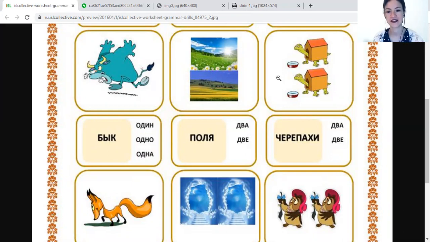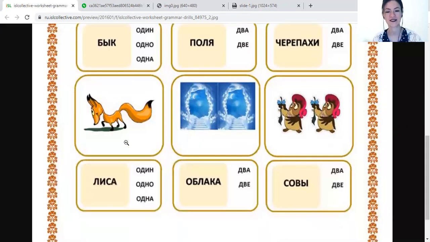There is a turtle, черепаха. Черепаха finishes with a in nominative singular, so it should be feminine. Две черепахи, right? Лиса, fox. Лиса finishes with a. Одна лиса.